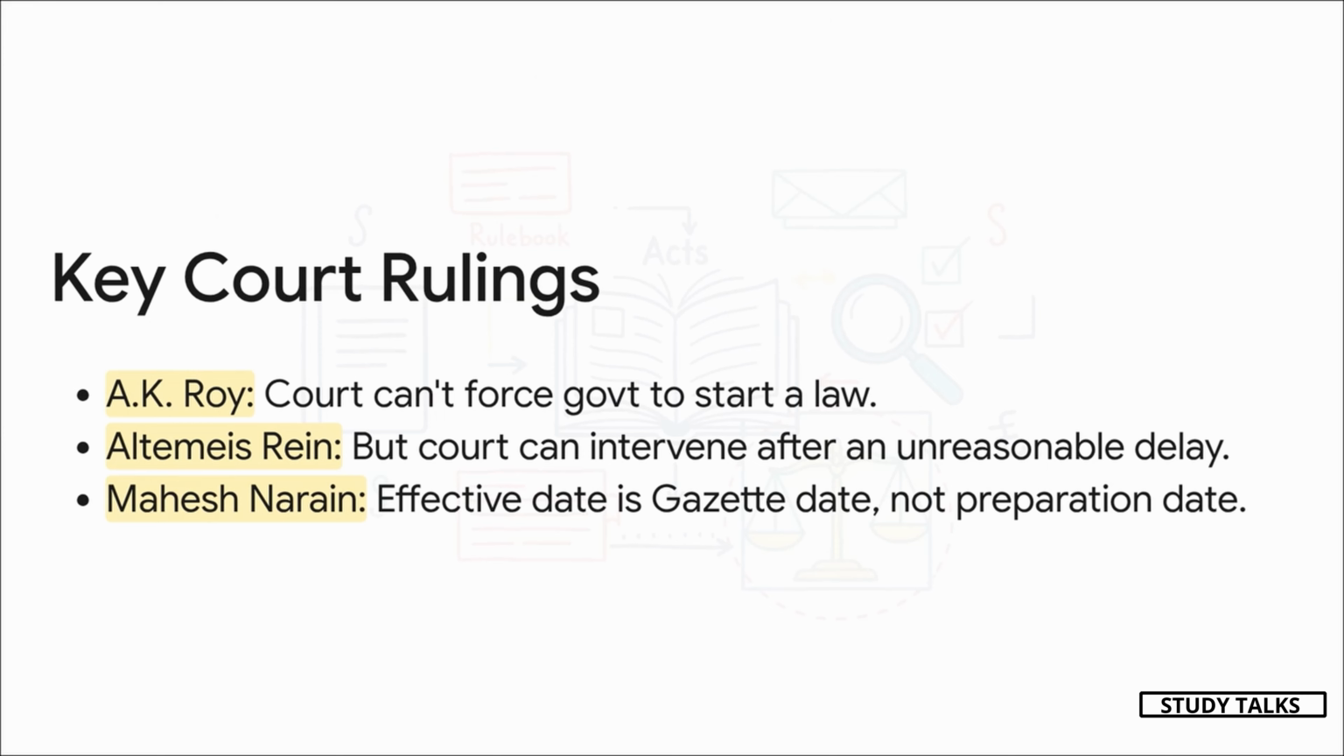In A.K. Roy versus Union of India, the Supreme Court said it can't force the government to actually start a law. But then, in Altimus Rhine, the court added a but. They clarified that if the government waits an unreasonably long time, the court can step in and tell them to at least consider bringing it into force. And the Mahesh Narayan case just confirms our main rule. The start date is the day it's published in the Gazette, period. Not some earlier date when people were just drafting it.